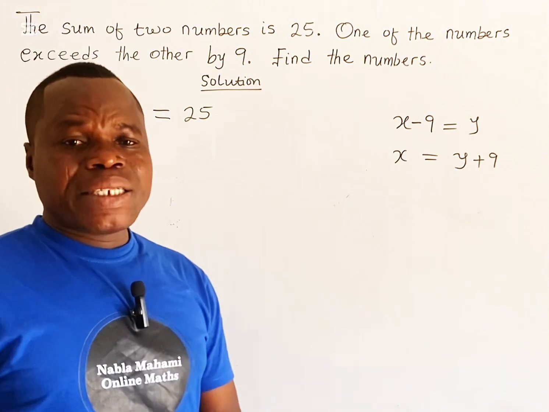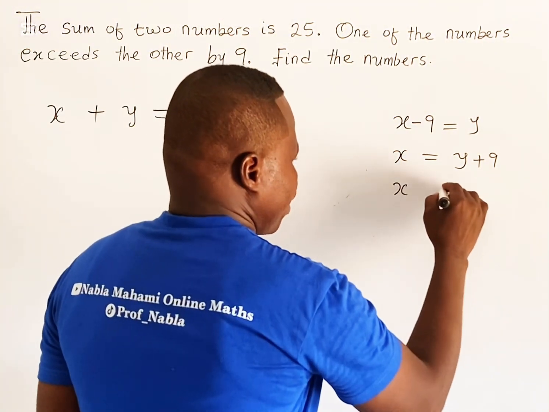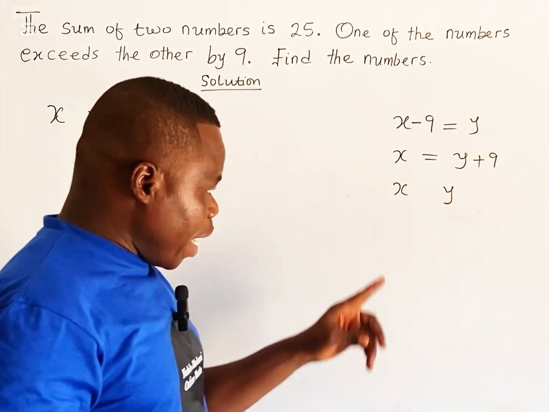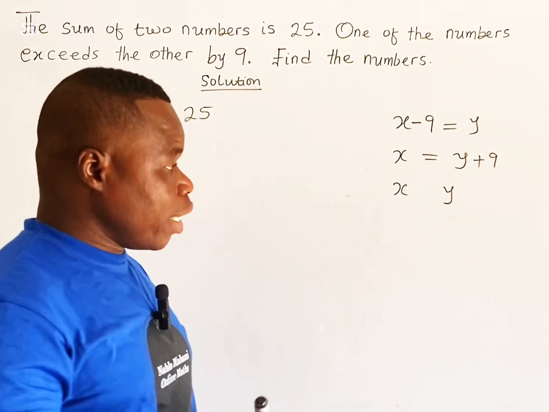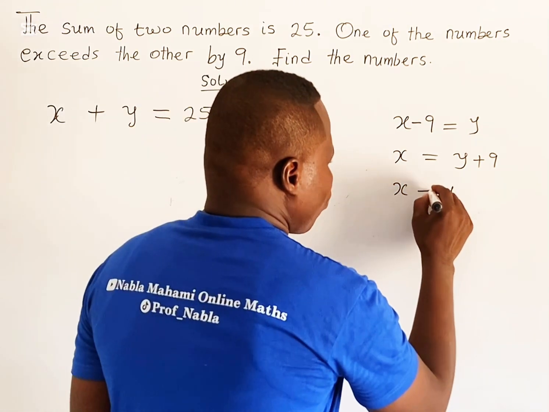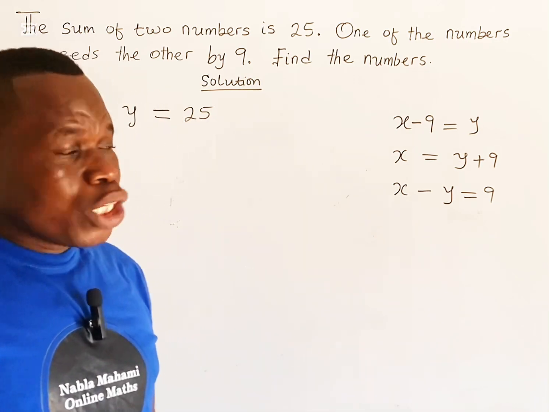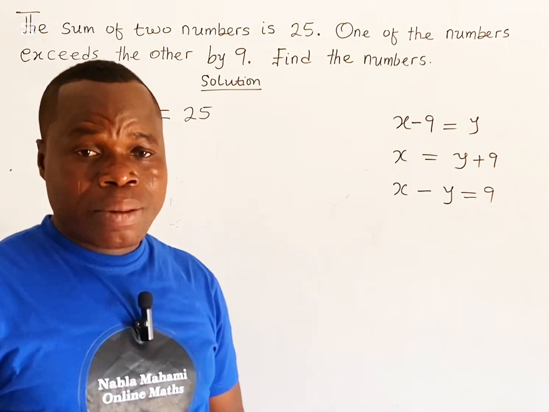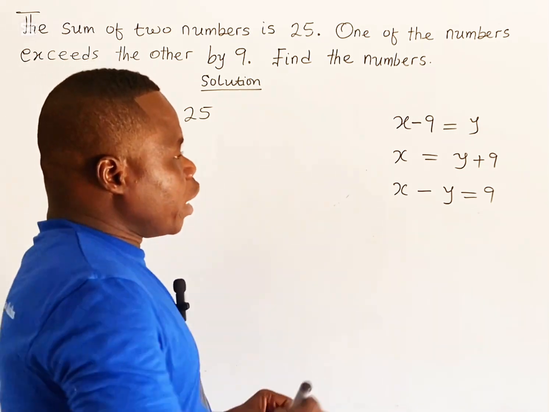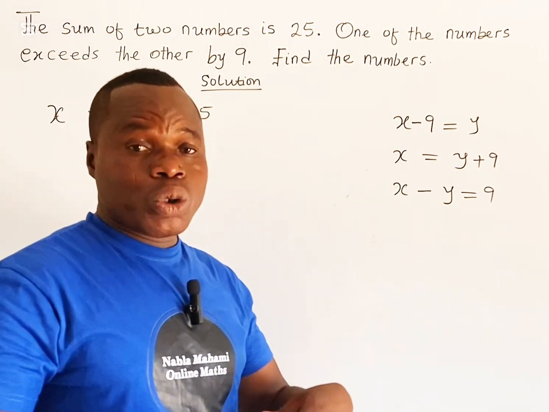Another way that you can interpret this sentence is, if I have x and I have y, and x is the bigger number, which is more than y by 9, it means that if I subtract y from x, my result will be 9. So these are some of the ways that you can interpret this particular sentence. So this can be your equation. This one too can be your equation. This one too can also be your equation.